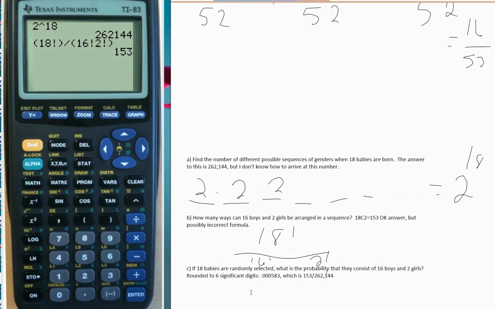Okay, and then part C says if 18 babies are randomly selected, what's the probability they consist of 16 boys and 2 girls? Well, you found the total possible in part A, so that's your denominator. And then you found how many ways you can have 16 boys and 2 girls. So that's your numerator. So you're taking your answer to part B divided by your answer to part A.